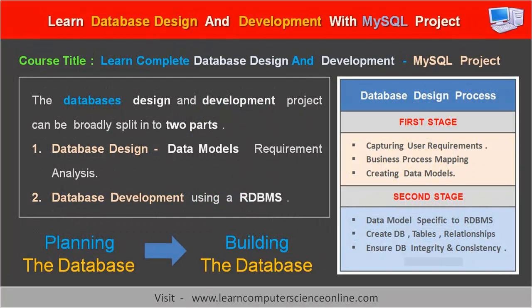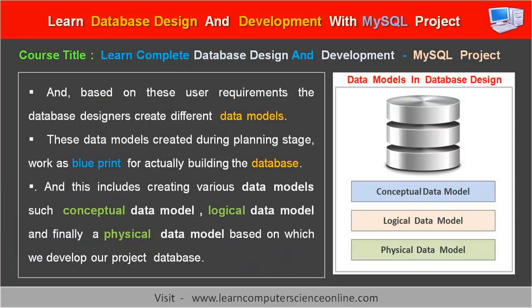We can divide the contents of this course into two parts. The first few lectures deal with database fundamental design knowledge. The first stage is called the database planning stage. The database planning stage includes activities such as understanding the user requirements and business process mapping. This process is also called requirements elicitation. Based on these user requirements, the database designers create different data models. These data models created during the planning stage work as a blueprint for actually building the database.